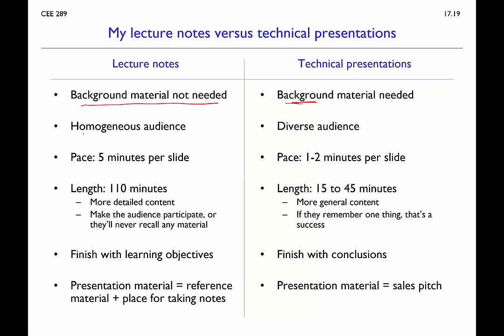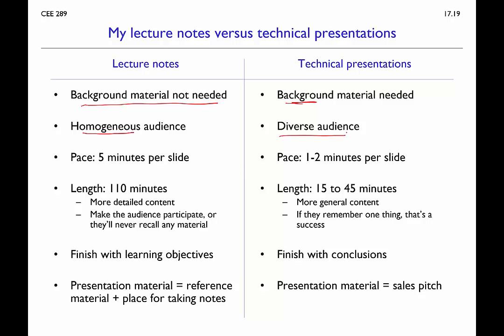For my lecture notes, I've got a very homogeneous audience in that you all have a very specific level of training. You all have some prerequisite classes, and so I can assume a level of prerequisite understanding. For a technical presentation, you're typically going to have a more diverse audience. There are going to be some people who might be experts in what you're talking about, and some people who have no idea what you're talking about.